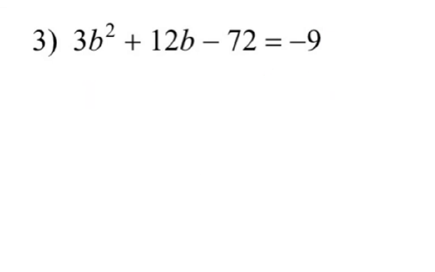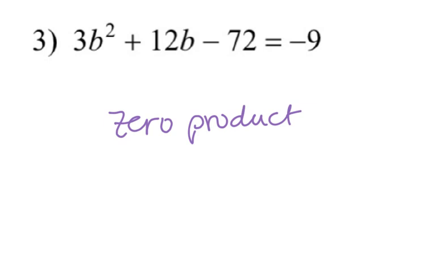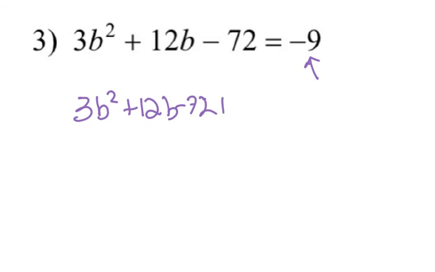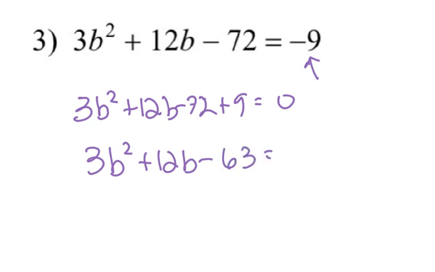Remember that when we solve by factoring, the thing that we make the most use of is the zero product property. And so when I'm going to solve by factoring, one thing that I have to have is 0 on one side. So what I'm going to do is take that -9 and put it on the left. So I'm going to have 3b squared plus 12b, and then -72, and then plus 9 equals 0. So I'm going to have 3b squared plus 12b, and then -63 equals 0.